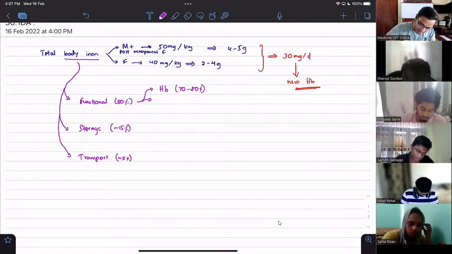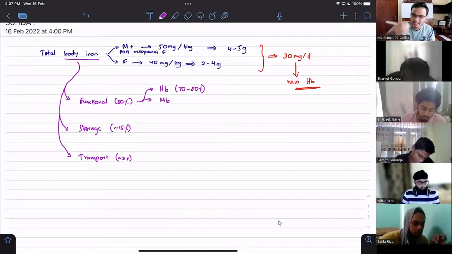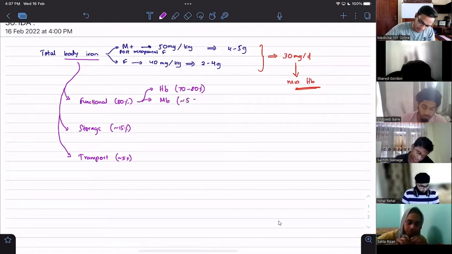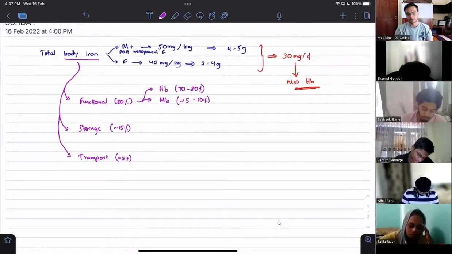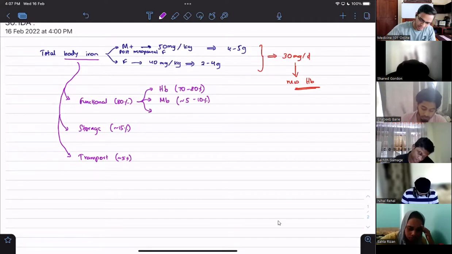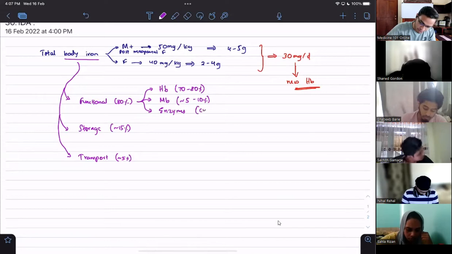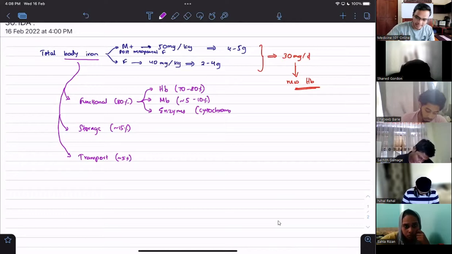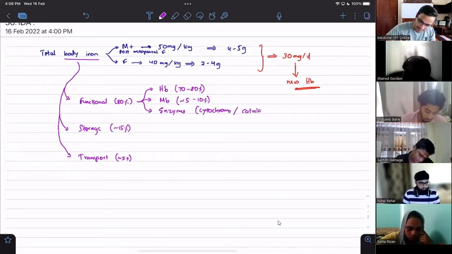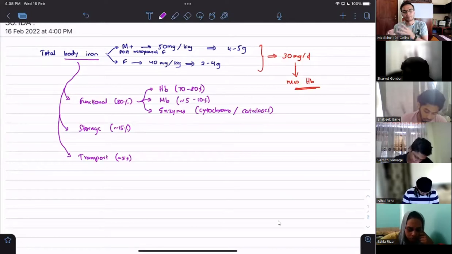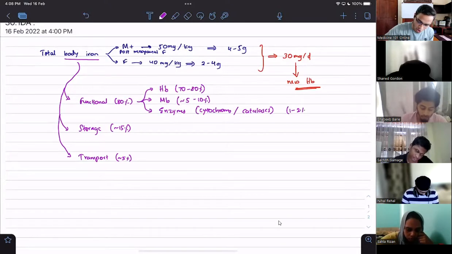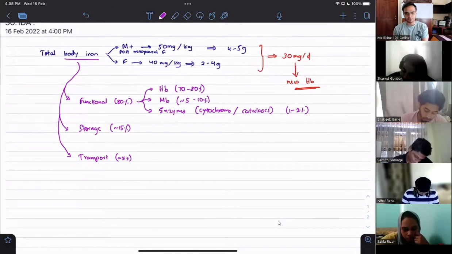And then in the muscle, what do we have? Myoglobin is a very small number. We have about 5 to 10% myoglobin. The remaining 1 to 2% is distributed among other structures, especially enzymes. We call them the cytochrome enzyme families, all these mitochondria-related enzymes, catalases. They will have a little bit of iron here and there, a minute amount, about 1 to 2%. So all of these three together form the functional forms of iron.